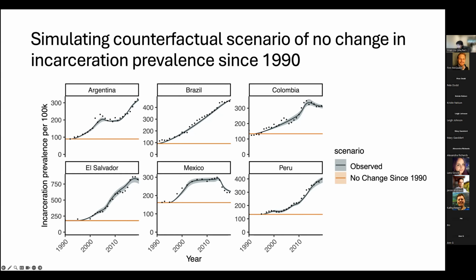Now, after fitting the over 1,000 parameter sets to these data, we then simulated a counterfactual incarceration scenario where we essentially turned off all changes in entry rates and release rates. And that enabled incarceration prevalence to remain constant from 1990 to present day.